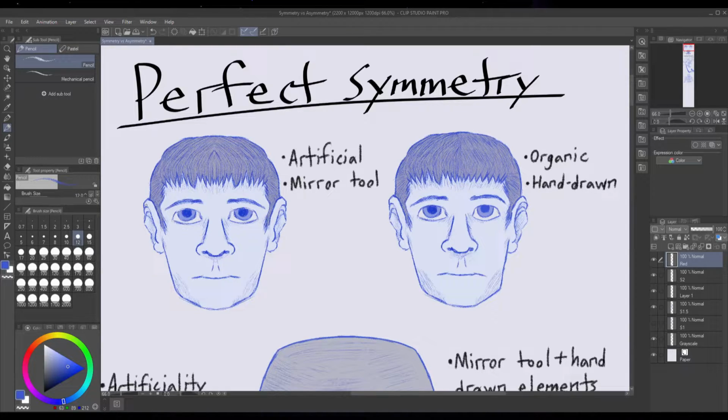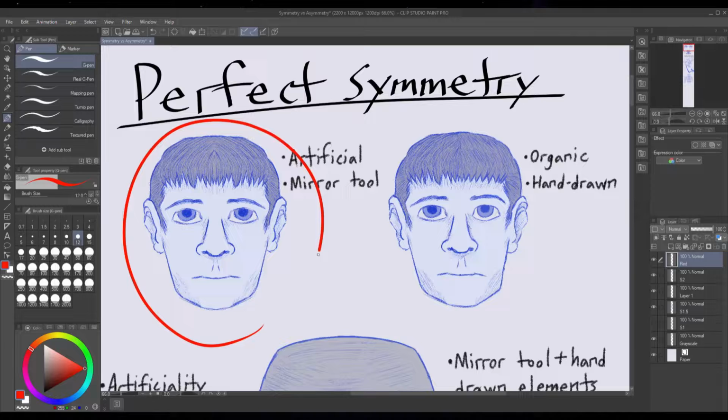If you look at this example on the left, it was drawn with a mirror tool split down the middle to make it perfectly symmetrical. And it is perfectly symmetrical because a computer did the other half based on what I drew on one half. This is technically perfect. What I mean is that on a technical level, if you are going for symmetry, it matches all the criteria. It matches all of it to a T.